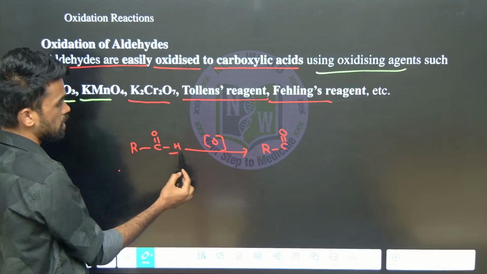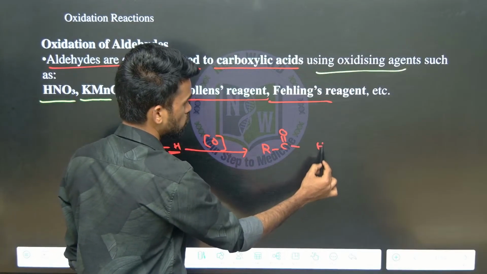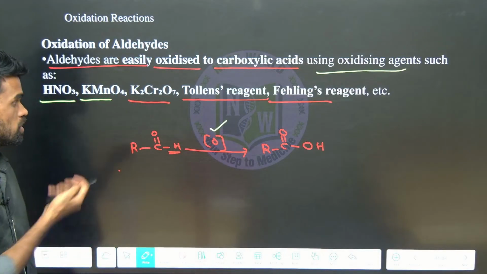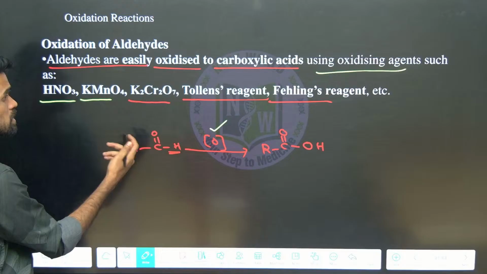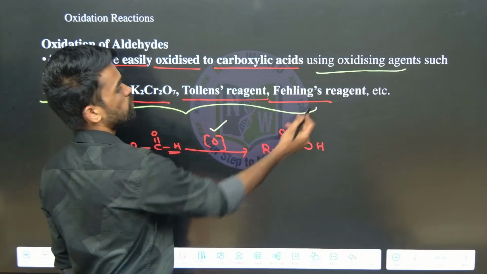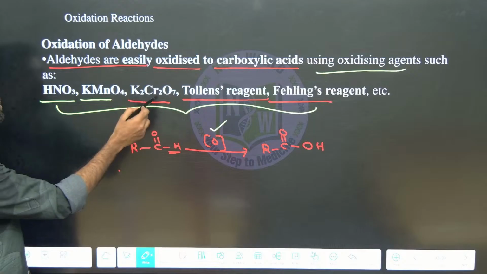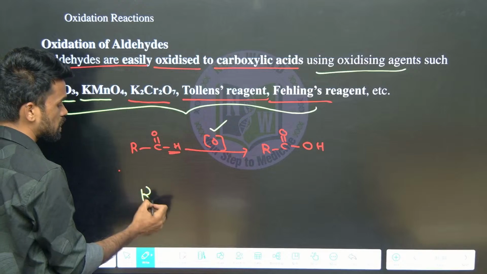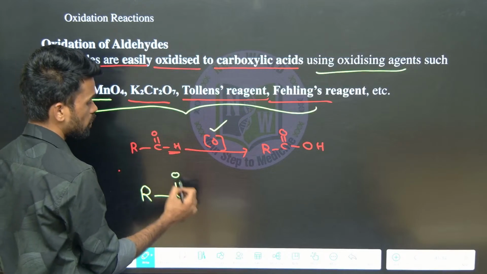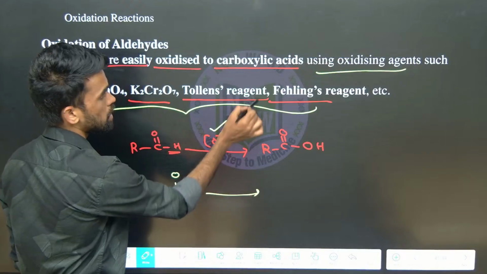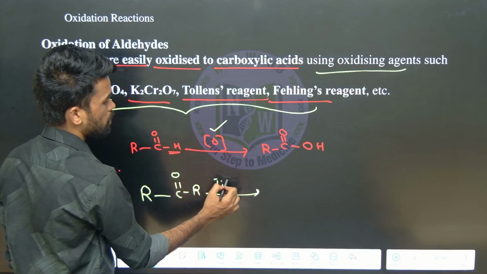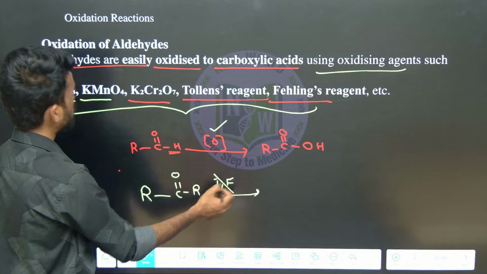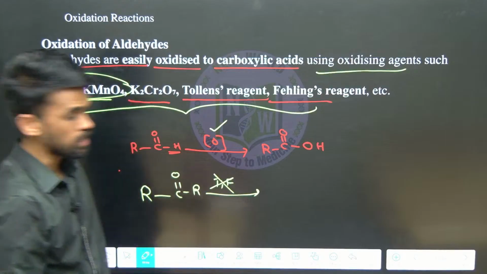See, this H is the aldehydic hydrogen, and it converts into a carboxylic acid during an oxidation reaction. This is easy, and we can do it using oxidizing agents like Fehling's, Tollens, K2Cr2O7, KMnO4 and HNO3. But oxidation of ketones is difficult. We cannot do it using Tollens or Fehling's, but we can do it using HNO3 and KMnO4.